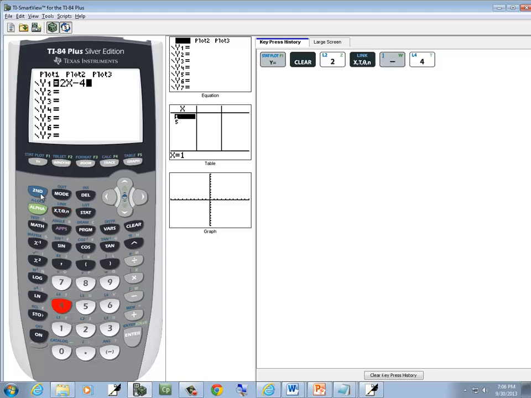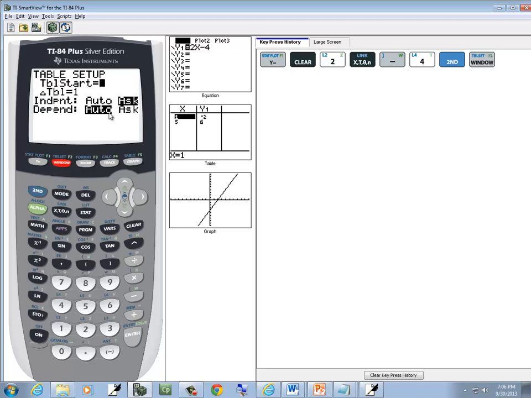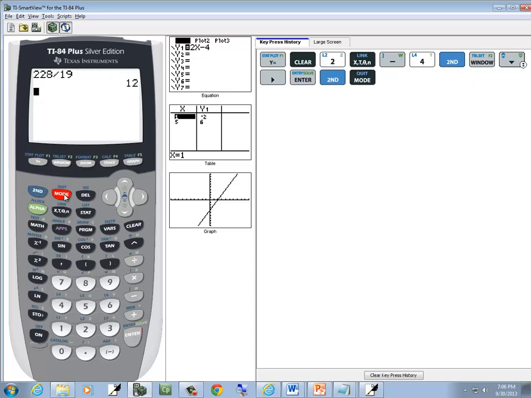Now we need to go into table setup. So we do second window, and you want your independent set to ask. If it isn't already set to ask, you down arrow to it and put your flashing cursor on the ask. So I down arrow to that line, right arrow, put my flashing cursor on ask, and press enter one time. And then exiting out of anything is second mode. Now you shouldn't have to do the table setup more than once.